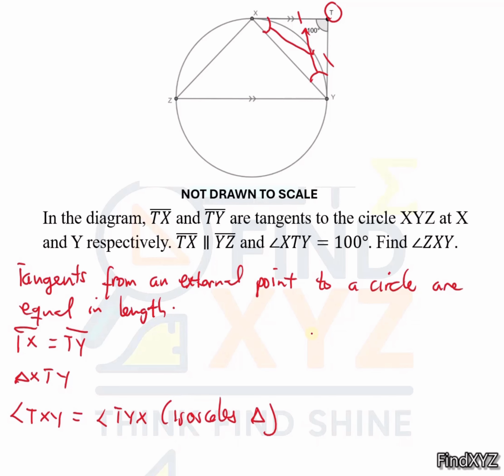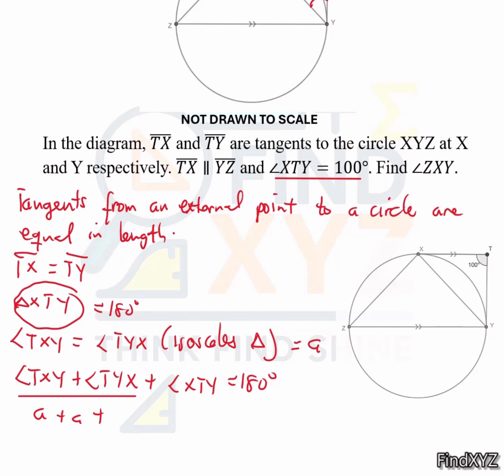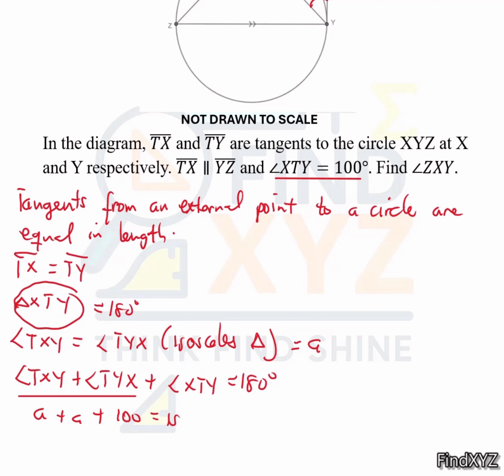Then we can consider the whole triangle. Now this triangle, when we add all the angles, you're supposed to get 180 degrees. So let's put everything together. We can say angle TXY plus angle TYX plus the given angle, which is angle XTY, should sum up to 180 degrees. Now we know that these two angles are equal, right? So let's represent it with a variable. Let's say A. So A plus A plus 100 degrees equals 180 degrees. Then A plus A gives us 2A plus 100 is equal to 180.